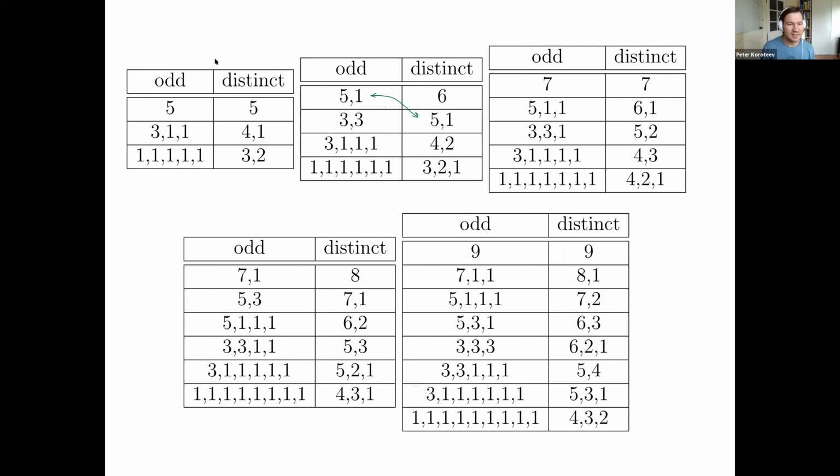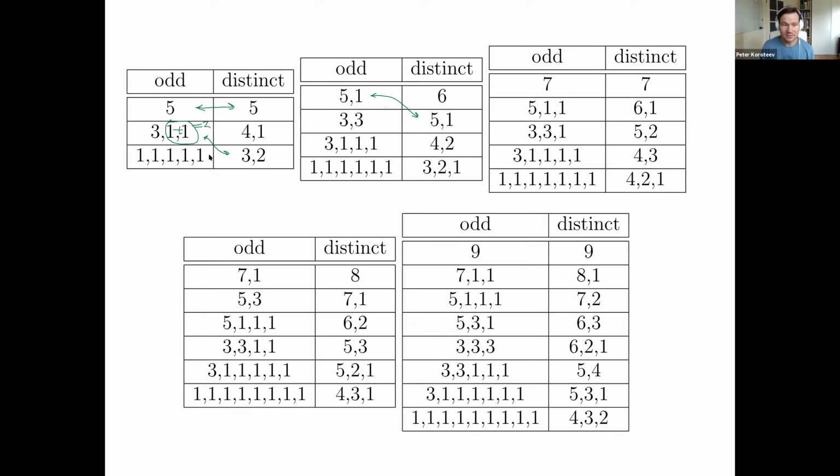Let's take one step back. n equals 5. So following your recipe, 5 should go to 5, right? Because 5 is odd and distinct at the same time. Now we need to make one choice. Does 3, 1, 1 go to 4, 1 or does it go to 3, 2? What's the simplest? 3, 2. It requires minimal action. We just combine those two ones into 2. 1 plus 1 equals 2. It's easy as that.